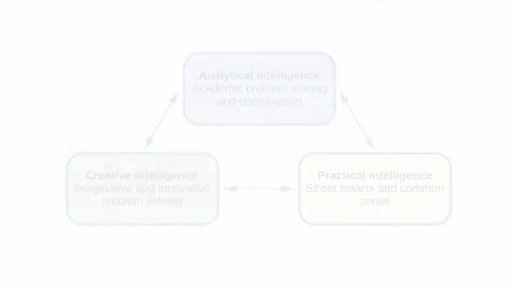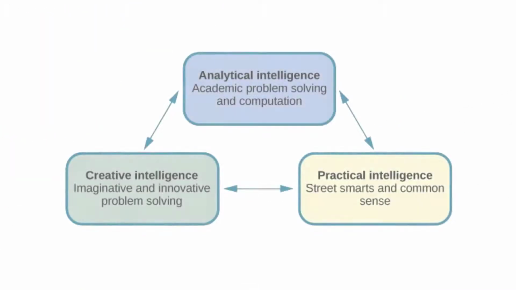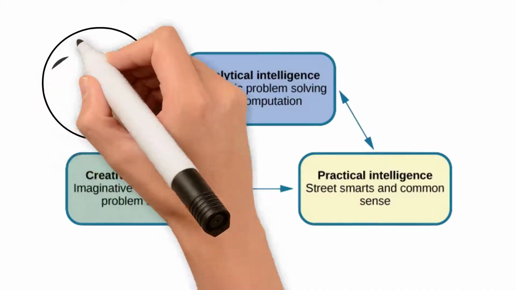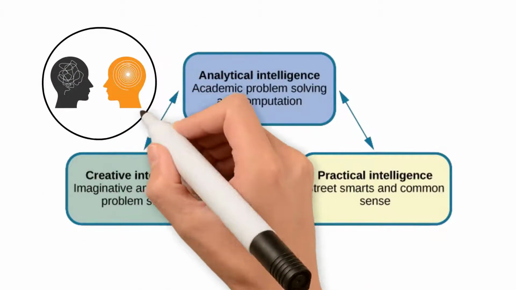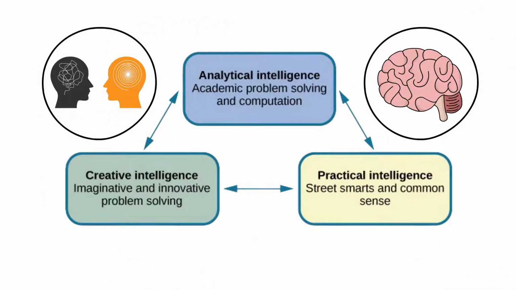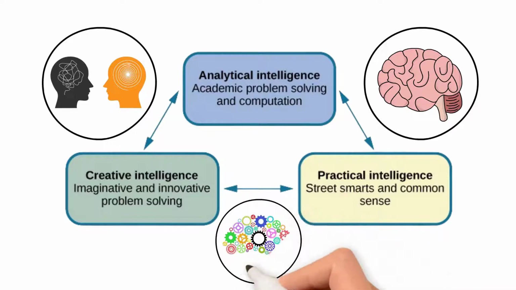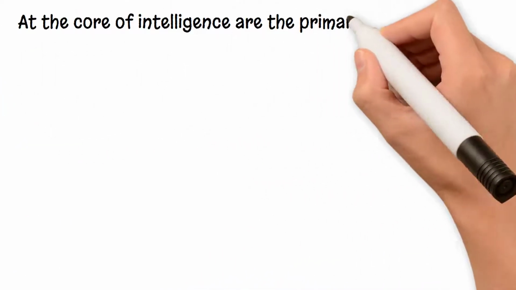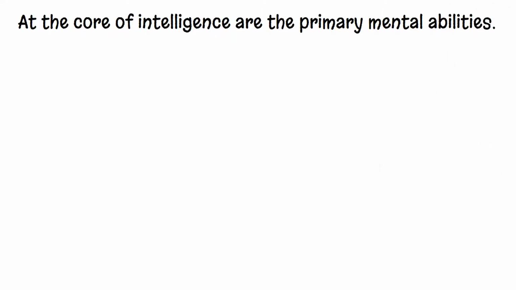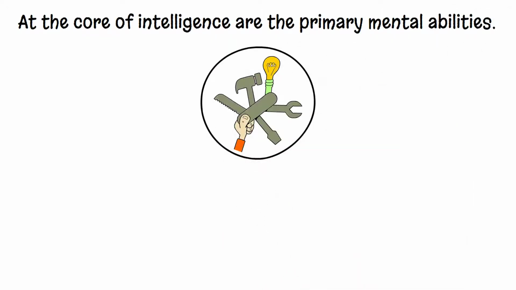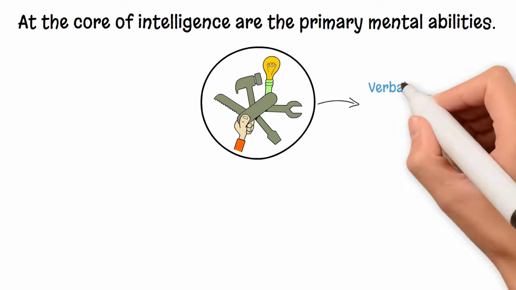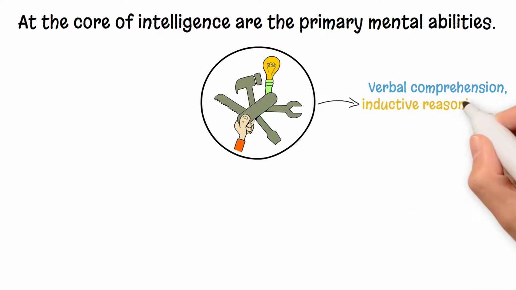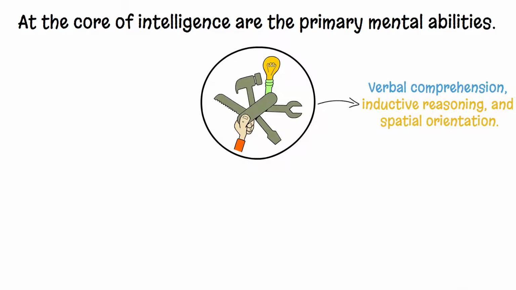Let's explore this multifaceted construct by examining primary mental abilities, Sternberg's triarchic theory of intelligence, the principles of constructing intelligence tests, the heritability of intelligence, and the potential biases in intelligence assessment. At the core of intelligence are the primary mental abilities. These are the fundamental skills that contribute to more complex cognitive functions, including verbal comprehension, inductive reasoning, and spatial orientation.